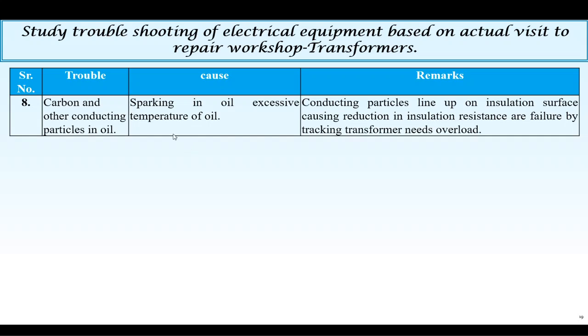And the last one, carbon and other conducting particles in oil. What are the causes? Because of carbon and other conducting particles in oil, there is sparking in the oil. Excessive temperature of oil occurs, and the conducting particles line up on insulation surface, causing reduction in insulation resistance or failure by tracking. The transformer needs overhaul.